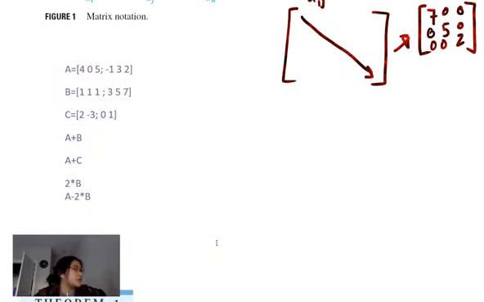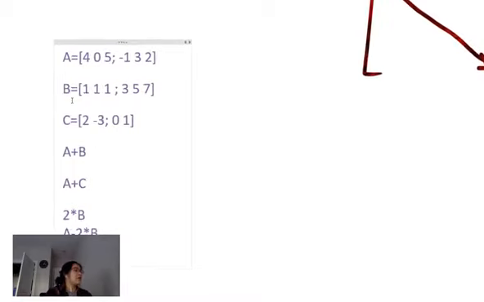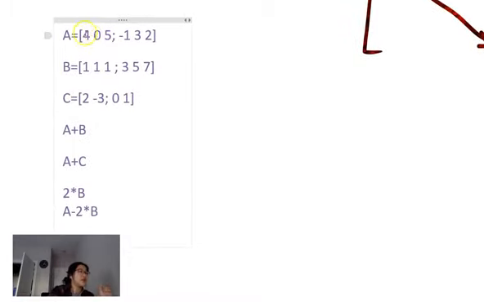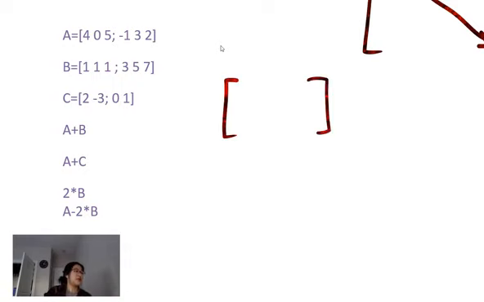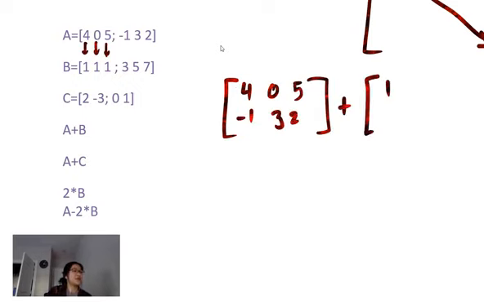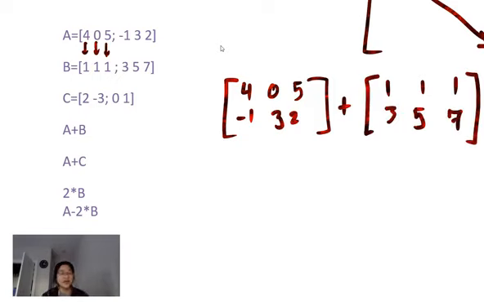All right, so more on MATLAB. Think about what would happen if you had these matrices. You have A, B, and C. Can you add A and B together? It's kind of nice that the way they look, they line up this way, so your entries line up very nicely. But you could also write them 4, 0, 5, negative 1, 3, 2, plus 1, 1, 1, 3, 5, 7. You can see that those are the same size, so we can do that addition operation.